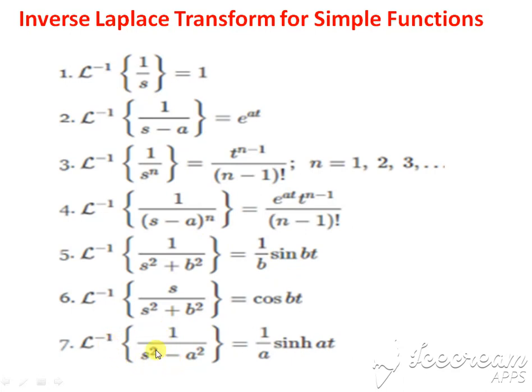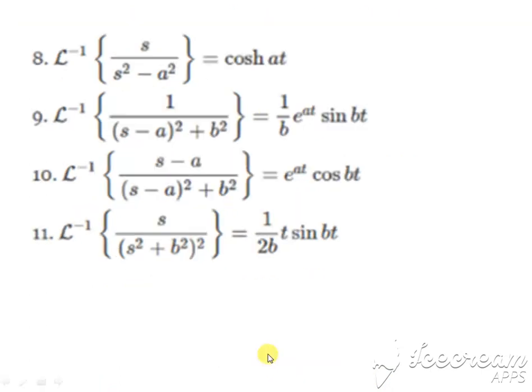So L inverse of 1 by s squared minus a squared. Numerator s is not there, which means we have the sinh term. So sinh, what is the formula? a by s squared minus a squared. Here a is not there, so we multiply and divide by a, which gives 1 by a. So 8th one, L inverse of s by s squared minus a squared is equal to cosh at, a direct formula.